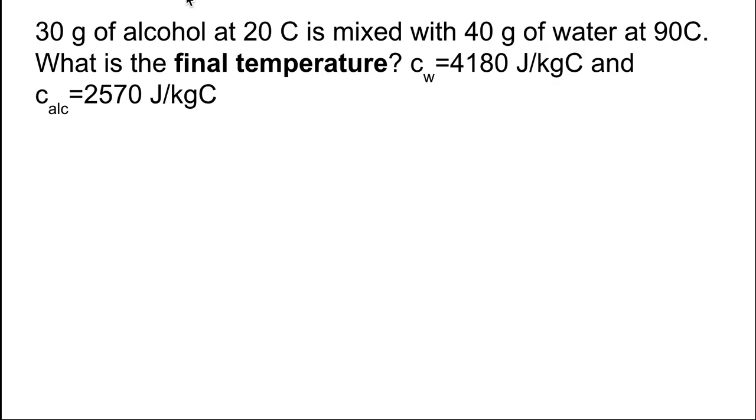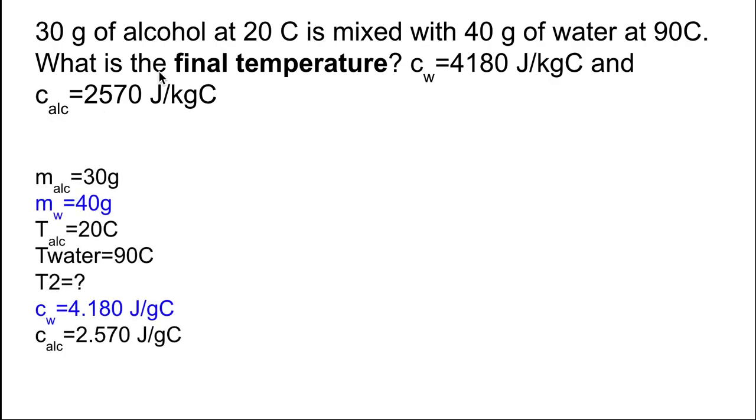For this example, we have 30 grams of alcohol at 20 Celsius. We are combining them with water, 40 grams at 90 degrees Celsius, and we want to find out the final temperature. We know the specific heat for the water, and we know the specific heat for the alcohol. So we begin, like always, writing down our data.